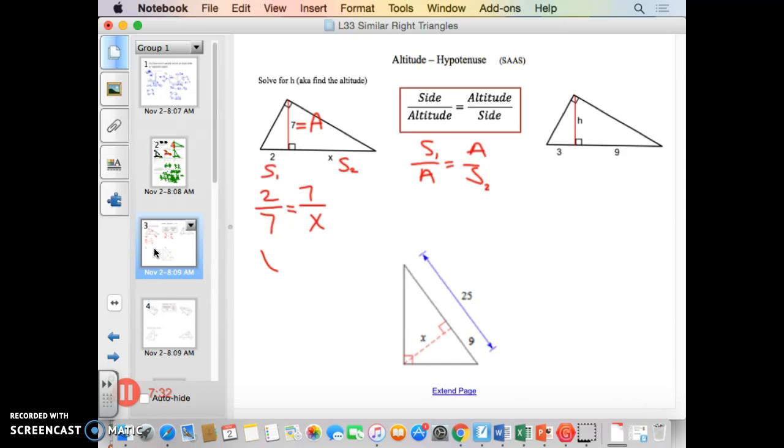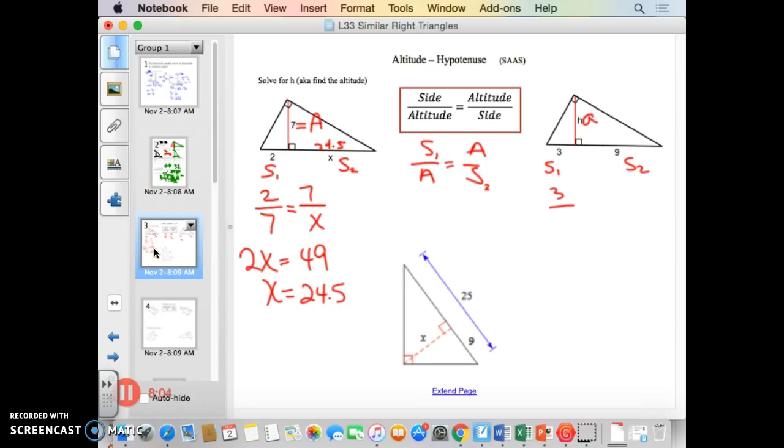And then I'm going to cross multiply and get 2x equals 49. So x equals, hopefully you're beating me right now, 24.5. So now I know that this side is 24.5. Right? This is called the side altitude side, SAS. So I'm going to label this S1, this is A, and this is S2.